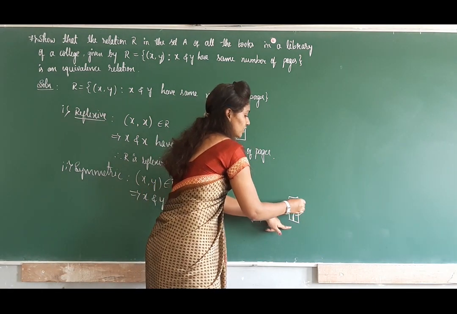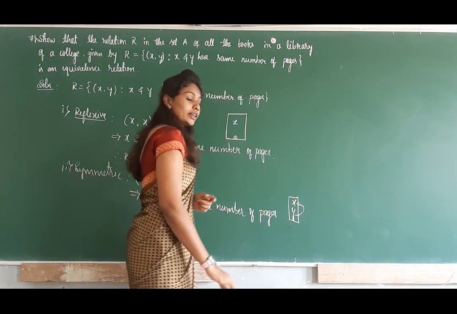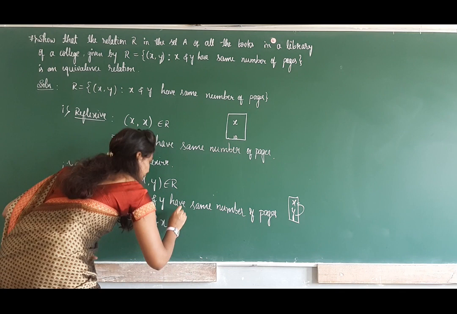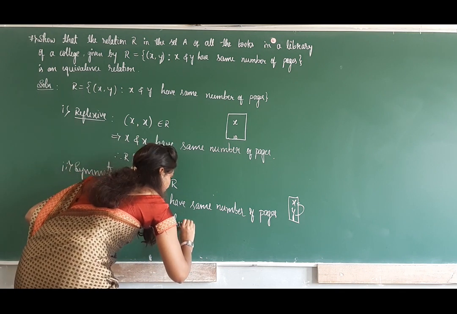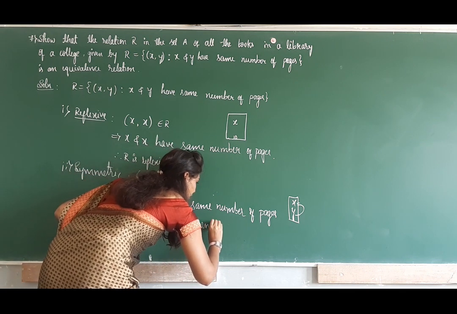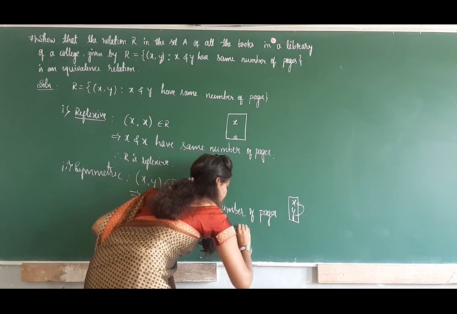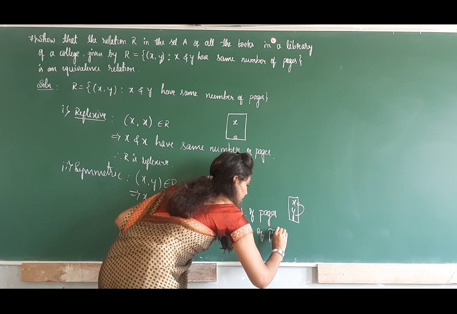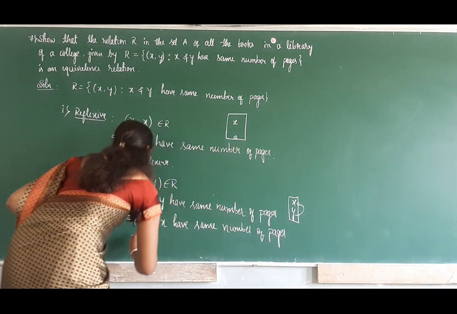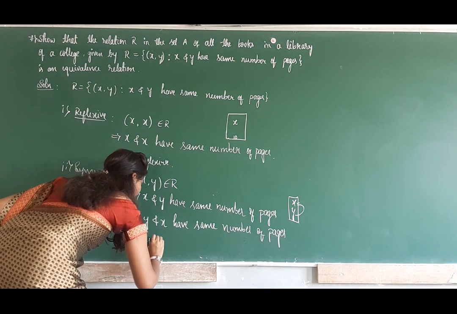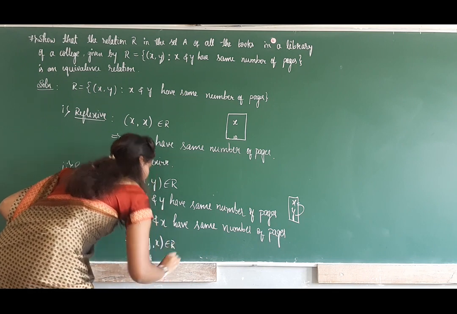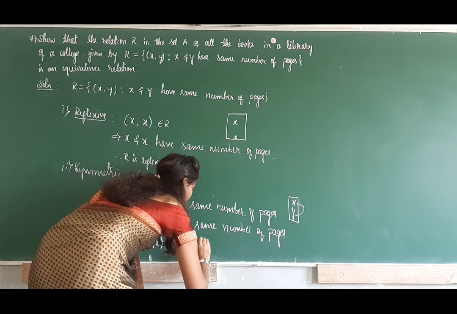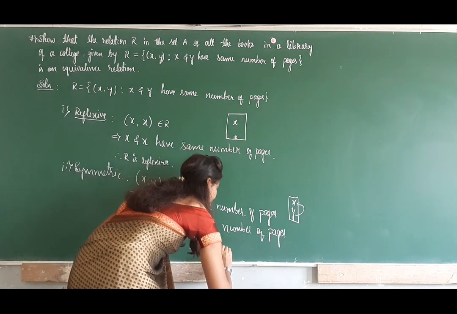Y and X is also present in this page only, right? That's why Y and X, its reverse, have the same number of pages. Its reverse is also true. This implies the ordered pair (Y, X) belongs to R. (Y, X) belongs to R means R is symmetric.